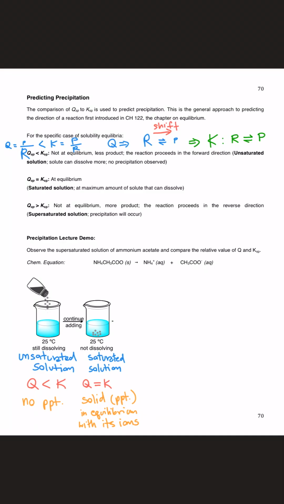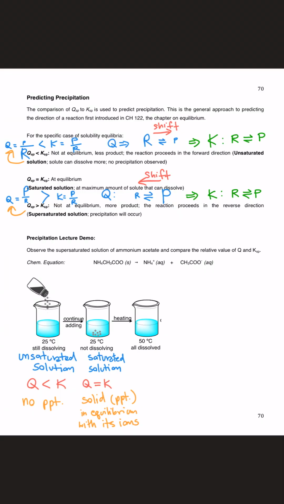When Q is greater than K, this solution is not at equilibrium. At this point, there is more product than reactant. Therefore, the reaction will shift toward making more of the reactant until it reaches equilibrium. At this point, when Q is greater than K, we call it a supersaturated solution. This is when the precipitate would form, because it's beyond the maximum amount that the solute can dissolve in the solvent.